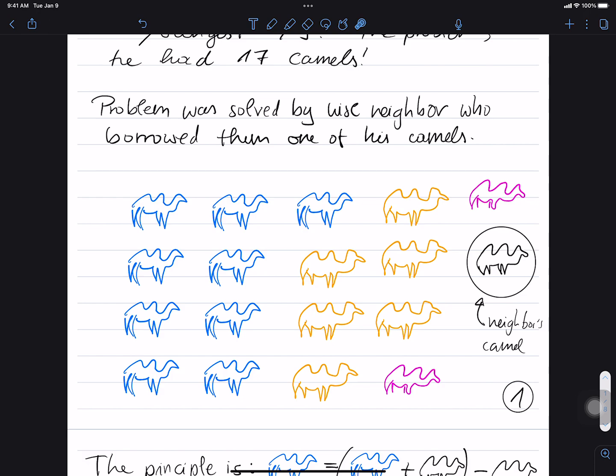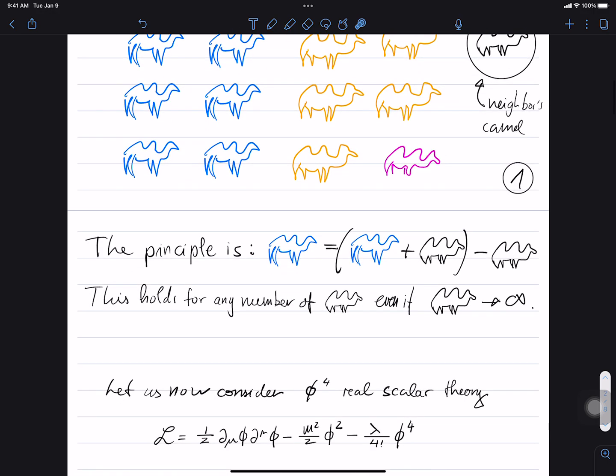Well, it is just a small illustration of how a simple operation of adding and subtracting the same camel, the same thing, does not change the fundamental expression but can really help us do the calculation. Now, this would hold even if the number of added and subtracted camels would go to infinity. This trick will be used as well in the case of quantum field theory to get rid of a technical artifact, namely the divergences that appear when we go to higher order calculations.